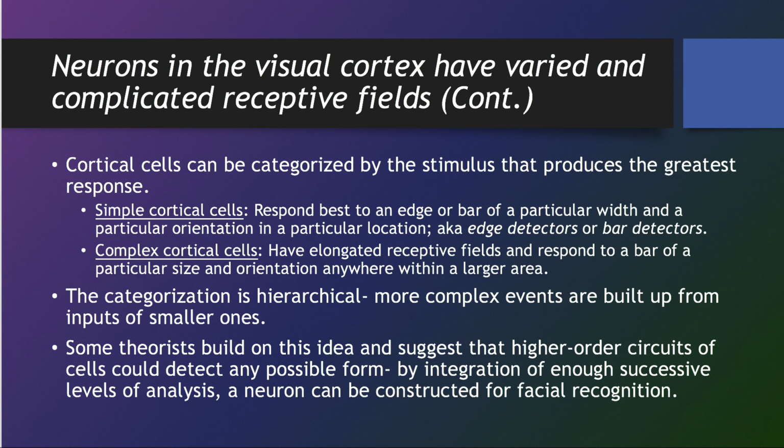Some theorists build on this idea and suggest that higher-order circuits of cells could detect any possible form by integration of enough successive levels of analysis. A neuron could be constructed for facial recognition. A hierarchical system like this, though, would require many cells, maybe even more than the cortex possesses, to account for all visual objects that we may come across.